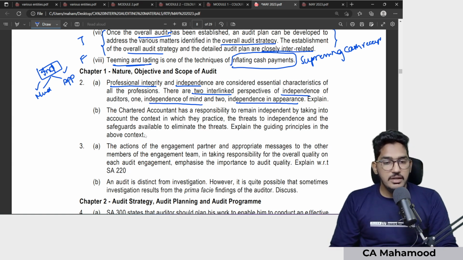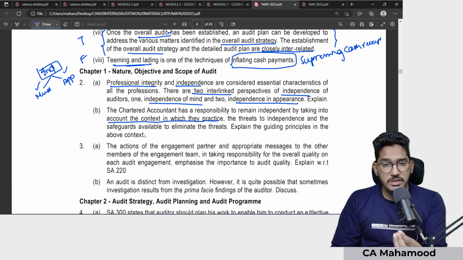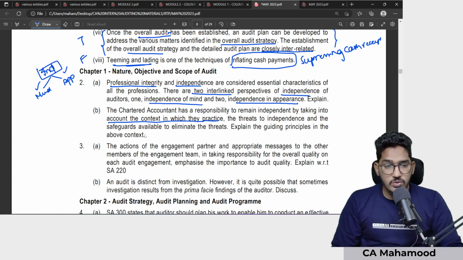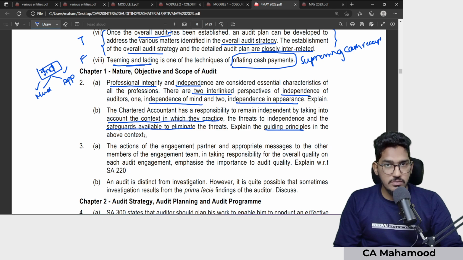Next one. The chartered accountant has a responsibility to remain independent by taking into account the context in which they practice, the threats to independence, and also the safeguards available to eliminate them. Explain the guiding principles in the above context. Nothing but they are asking you what are the safeguards to protect the independence of the auditor.